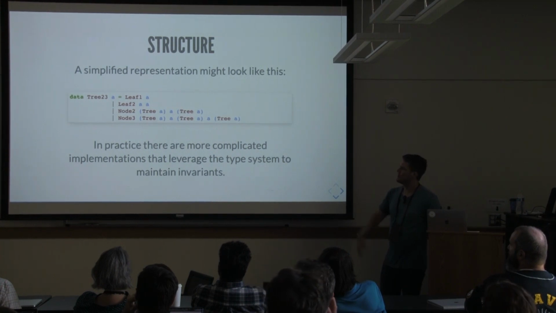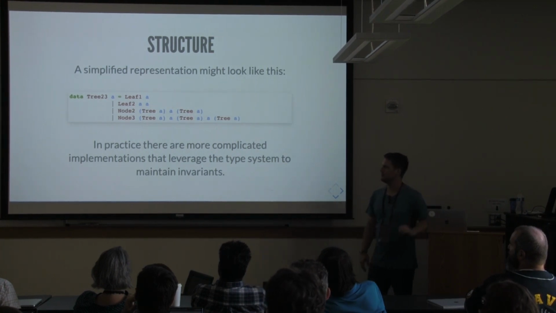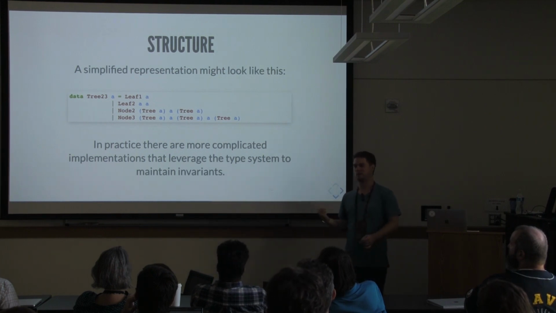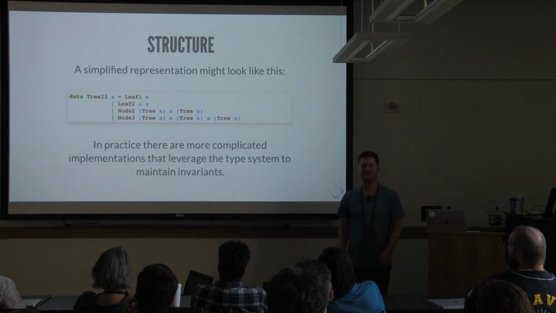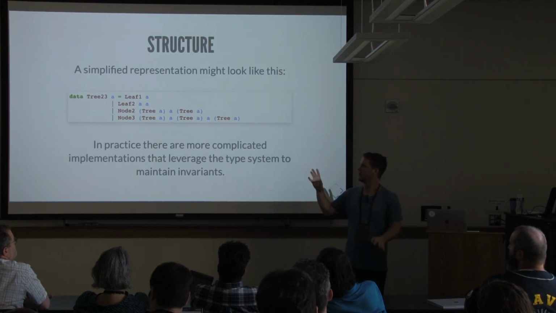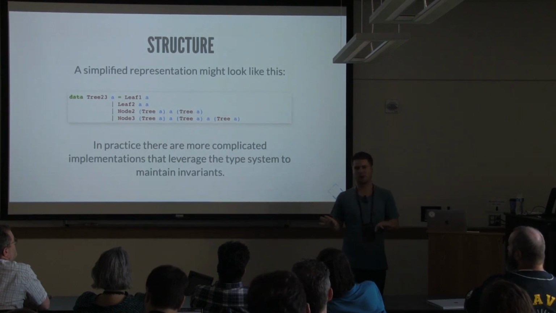And this could be a representation of a 2-3 tree. This is not how you generally would actually see it. The problem with the representation is that if we have this property that all leaves are at the same level, this definition, if you were to like manually make a tree, you could break that invariant.